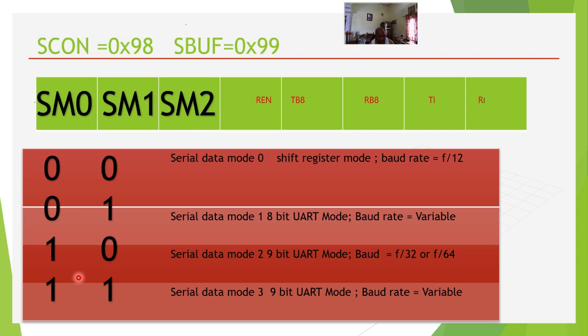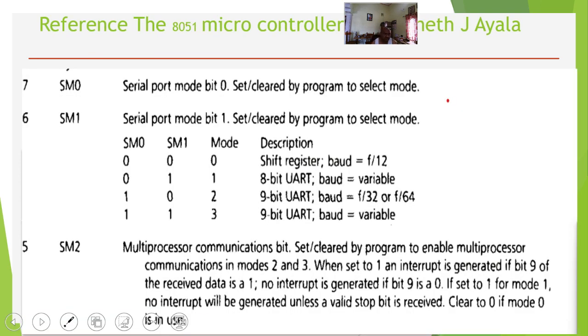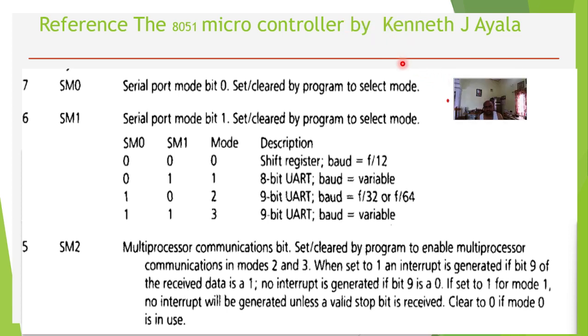Mode 0 and mode 1 will be in single processor communication, I mean one-to-one communication. But here the last two modes are one-to-many controllers communication. The reference which I took here is the 8051 microcontroller by Kenneth J. Ayala textbook. This is the screenshot of the textbook.